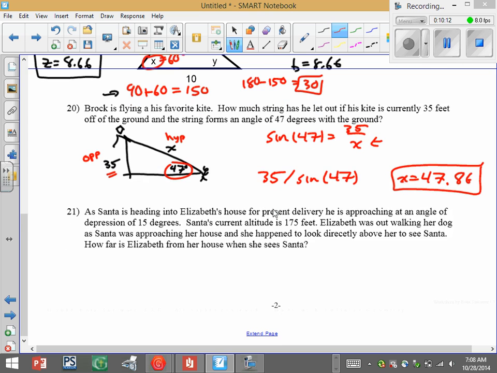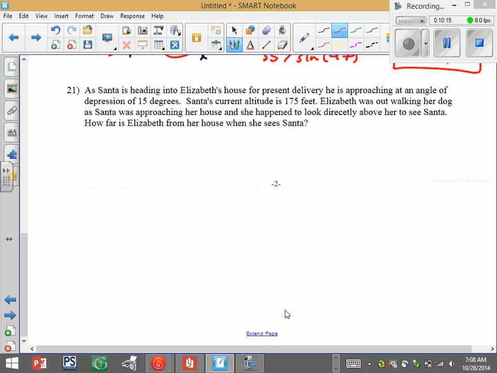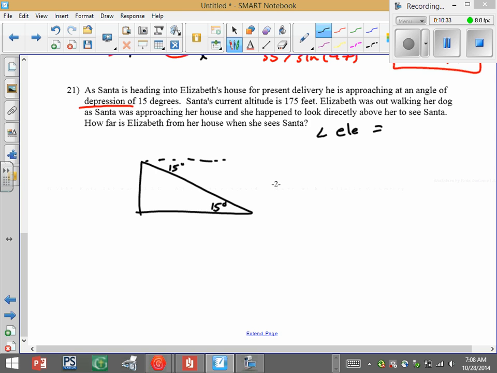And then the final problem, Santa's headed to Elizabeth's house for present delivery on Christmas Eve. He's approaching an angle of depression of 15 degrees. So this is where we have to remember. Angle of depression is actually the one that's just outside of the triangle. But we can get inside the triangle because the angle of elevation equals the angle of depression. So we can just put that 15 down here where the angle of elevation is. So Santa's current altitude is 175. So we'll draw Santa's sleigh here, and there's some reindeer flying with Santa. Whee! And there's the big man with his awesome hat.